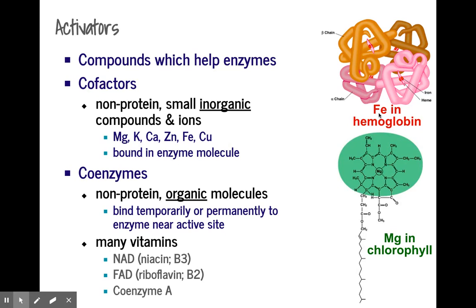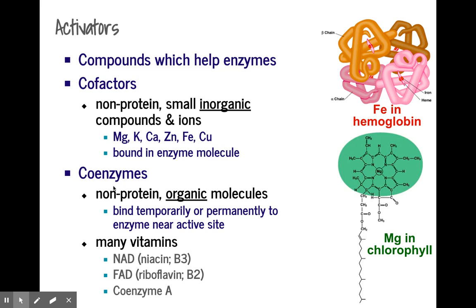A good example is iron, which is found in hemoglobin. Hemoglobin is the protein which is found in our blood, and what it does is it helps to carry oxygen. Now, iron is necessary to activate the hemoglobin protein. If iron levels are low, then it doesn't carry the oxygen very well in our systems and we can become anemic.